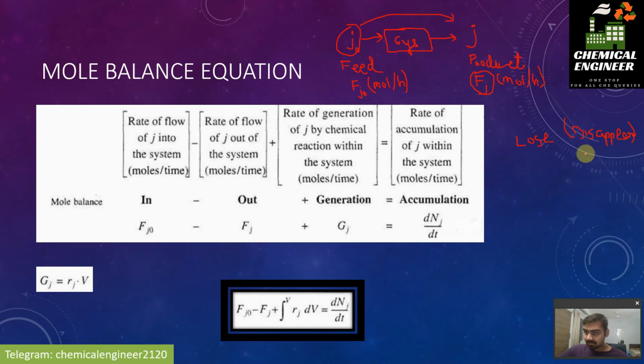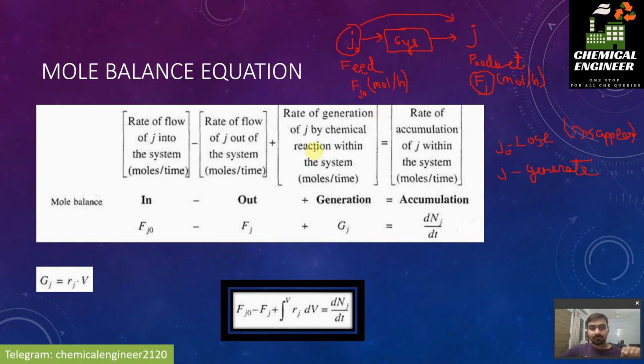Sorry for slow writing. Or it may lose and a new product like J will be formed. J naught will lose and J will generate or form. Okay, is this clear in your mind?